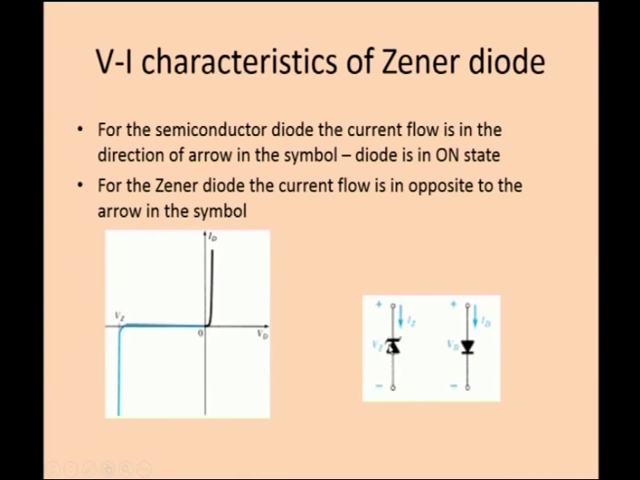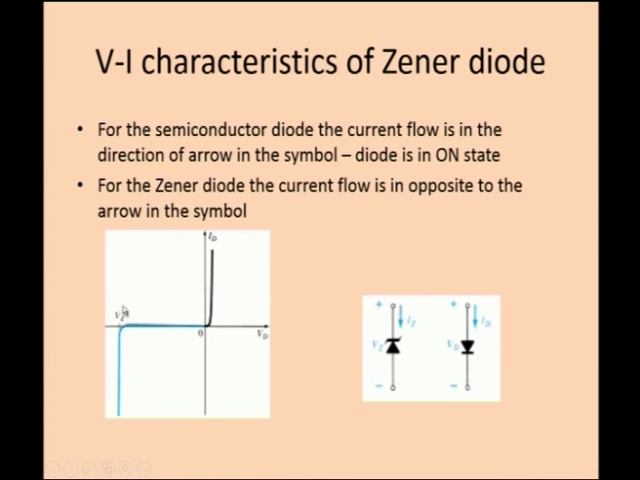The Zener diode will conduct also in the reverse biased region, but the PN junction diode will not conduct; it will get damaged if the external supply is above the breakdown voltage during the reverse bias condition. This is the major difference between these two diodes. When the voltage VZ, that is the Zener voltage, is reached, if we increase the external voltage beyond this VZ, the voltage is constant, and the current is increased here.